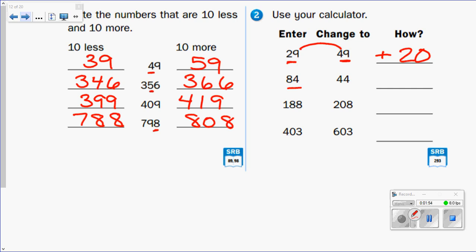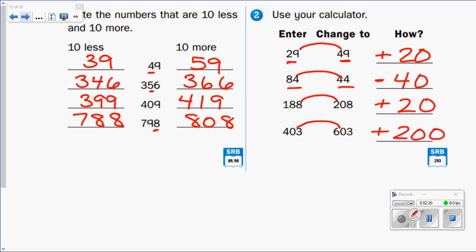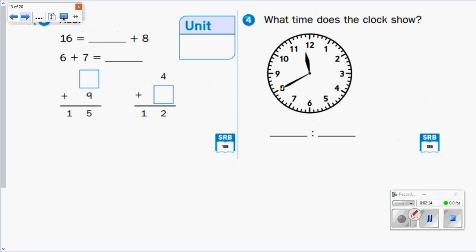Now we have 84 and 44. This time we're going backwards, so we're going to subtract, and we had to subtract 40. 188, we're going to 208, so we're going to add 20. 403, we're going to 603, so we're going higher, so we're going to add 200. Okay? Great, on to the next one.